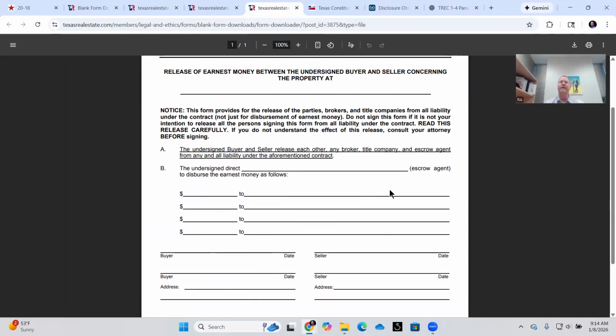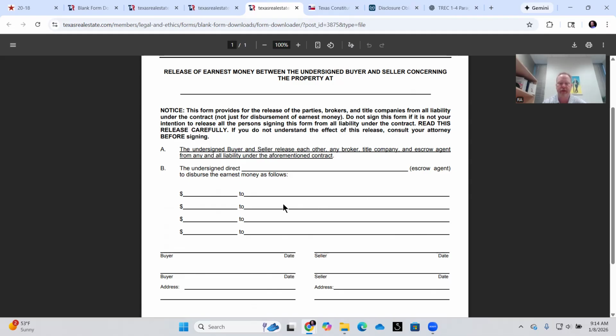The amount of the earnest money and to which party. If the buyer's receiving the earnest money back, the earnest money would go here and it would go back to the buyer. It can be released to one person or both parties on the contract. That's up to your buyer. If it's going to the seller, if the buyer is in default and the seller wants the earnest money, then again, the earnest money would go here and it would go to the party.